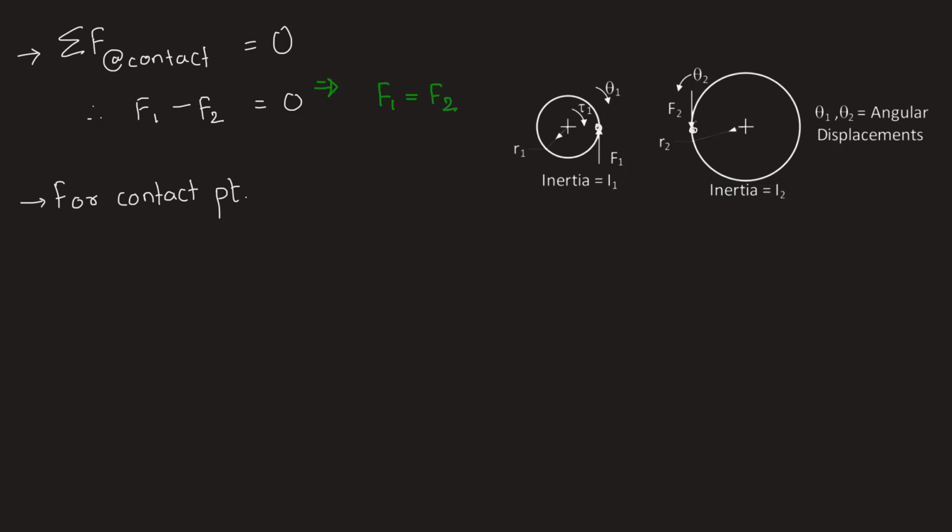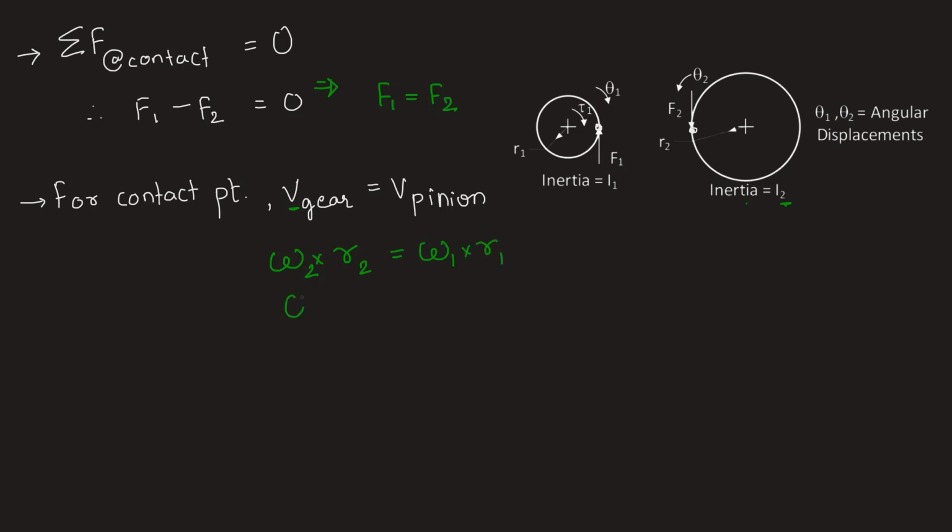Also, this one single contact point cannot have two different velocities, and therefore for the contact point, velocity of gear will be equal to velocity of pinion. And I am talking about the tangential or the linear velocity, not the angular velocity. That will definitely be different for both. As per the definition of linear velocity, we can write it as product of angular velocity and radius. So for gear it will be subscript 2, so omega 2 into R2 will be equal to, for pinion it's subscript 1, so omega 1 into R1.